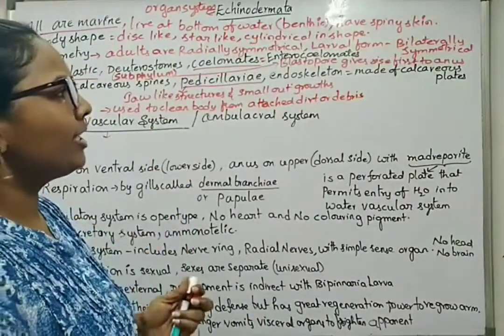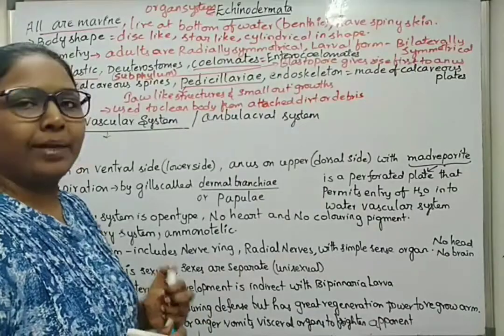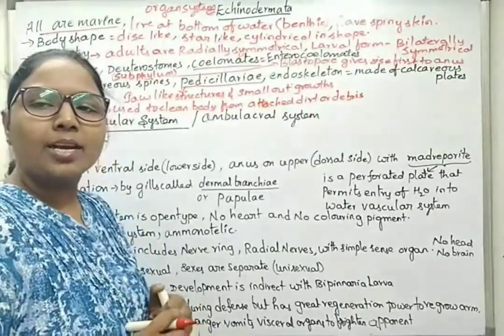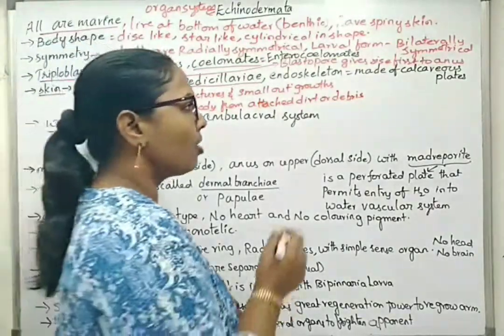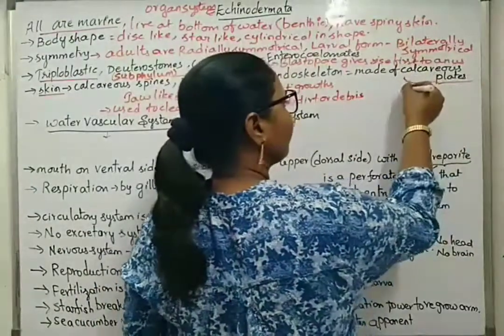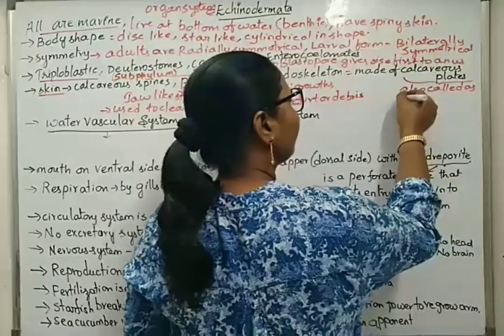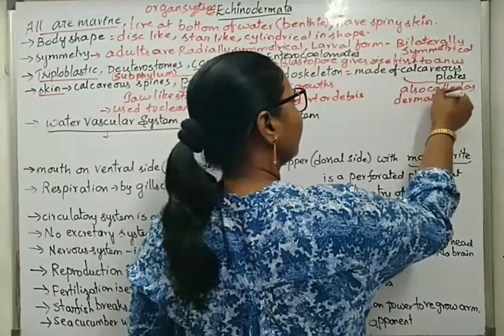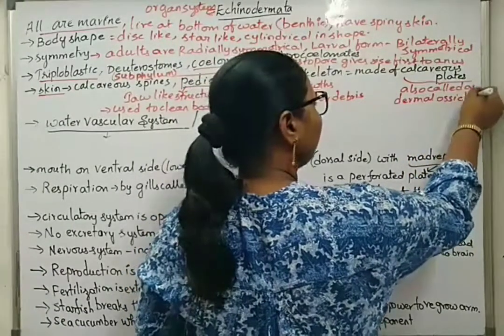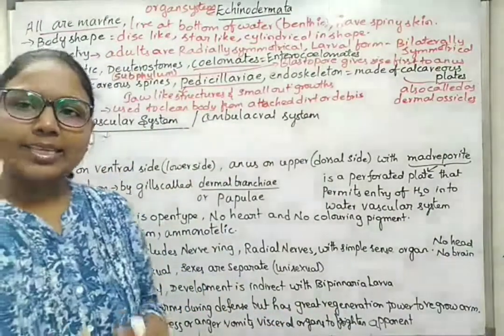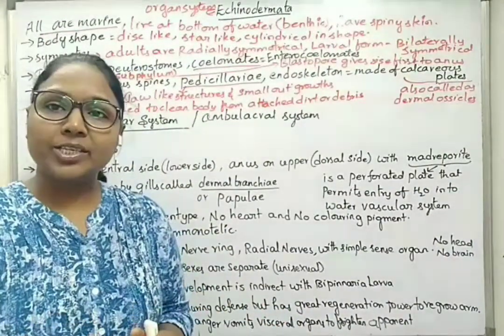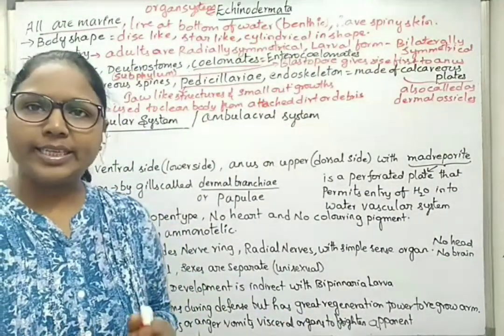Next, the endoskeleton is made up of calcareous plates. These calcareous plates are also called dermal ossicles. The function of these dermal ossicles is giving protection and rigidity to the body.